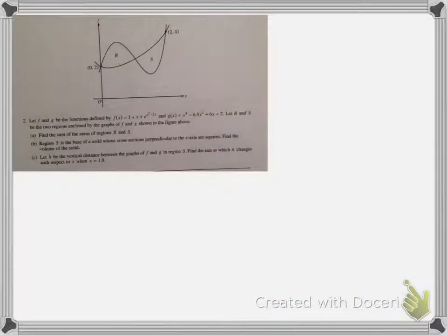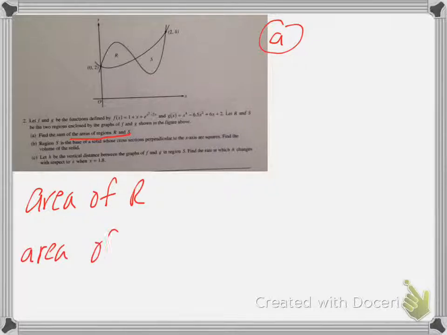Okay, now moving on to 2015 number 2, which is a calculator problem. This one is just complicated because they gave you crazy functions to use for the calculator. It's just really unnecessary, but okay, let's do one thing at a time. So for part A, we need to find the sum of the areas of regions R and S. So we're going to do the area of R, and then we're going to do the area of S, and then we're just going to add them together.